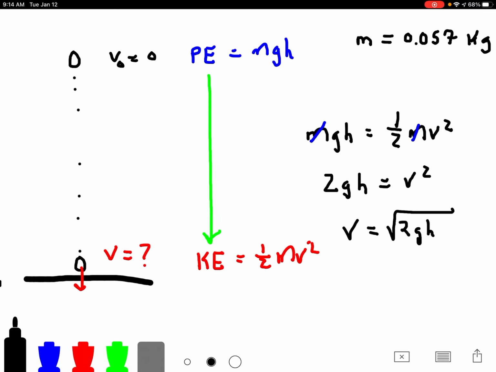So we know 2g is just going to be equal to 9.8 times 2. Then we just have to ask ourselves, what is h? What are we going to plug in here? That's what height you dropped it from. I can't tell you what that is. You know what height you dropped it from. And all you need to do is estimate that.